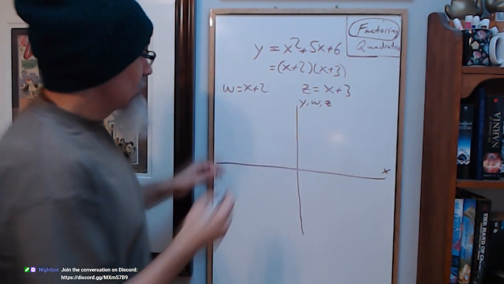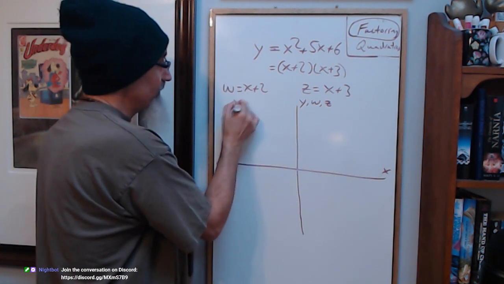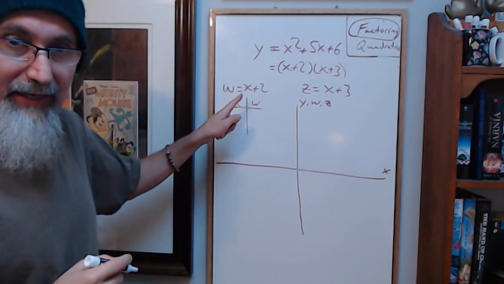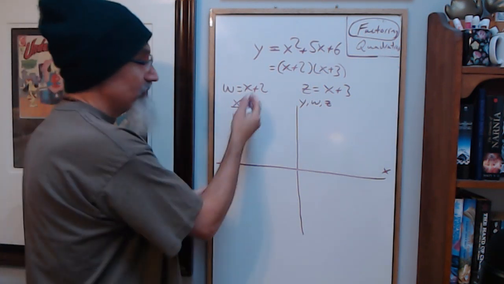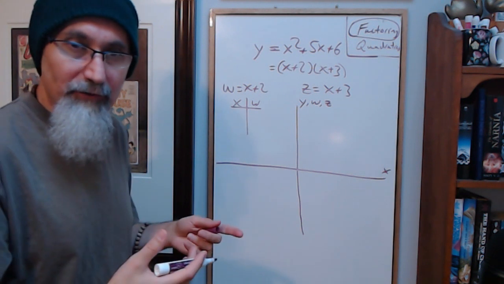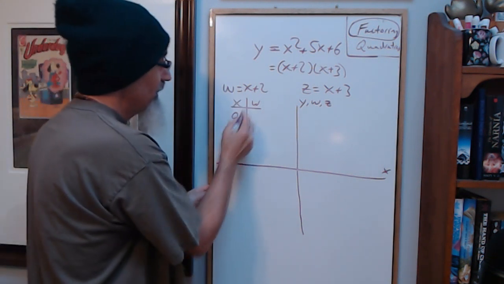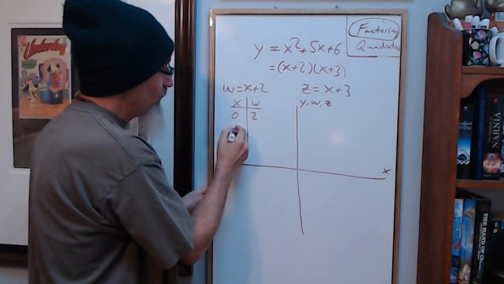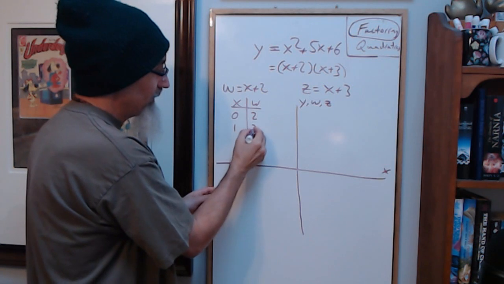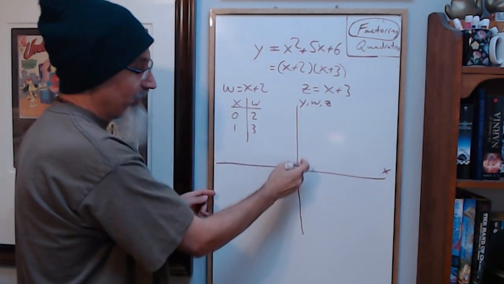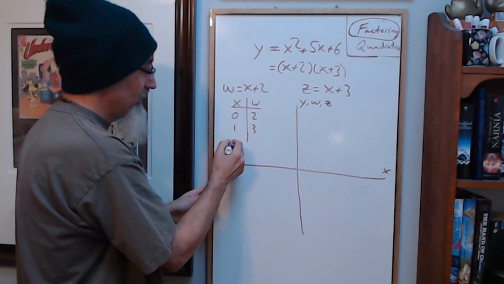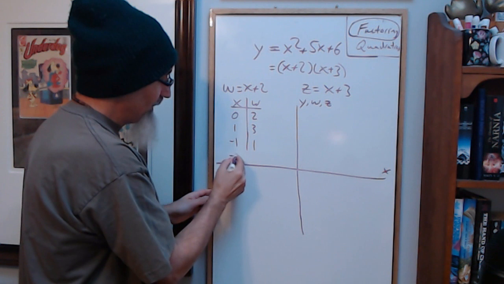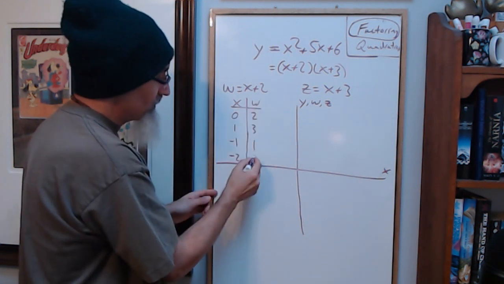So if we're using a table of values to graph this, x and w. Just plug in numbers for x and find out what w is. First, an easy number to deal with, you can plug in 0 for x. If you plug in 0 for x, this becomes 0 plus 2, which is 2. If you plug in 1 for x, you're going to find out this is 3. Negative 1 plus 2 is 1. And negative 2 plus 2 is 0, right?